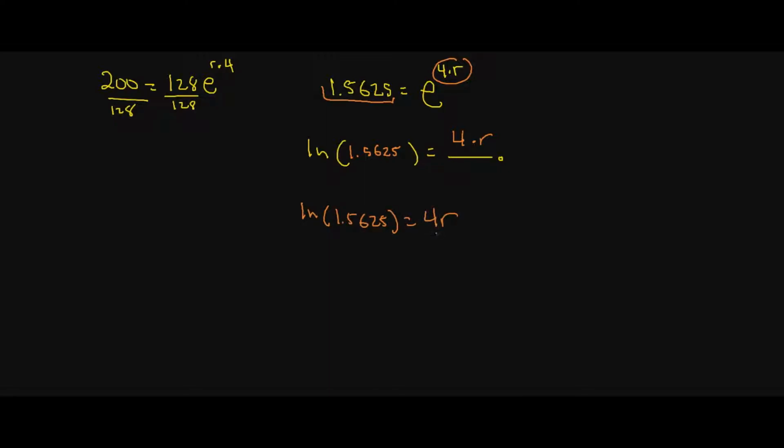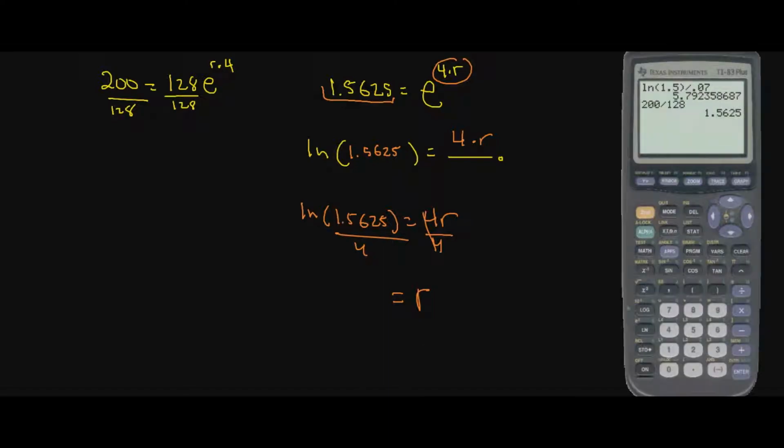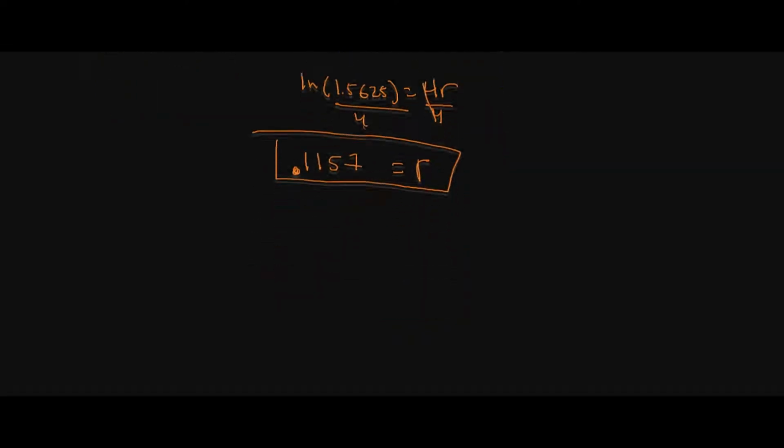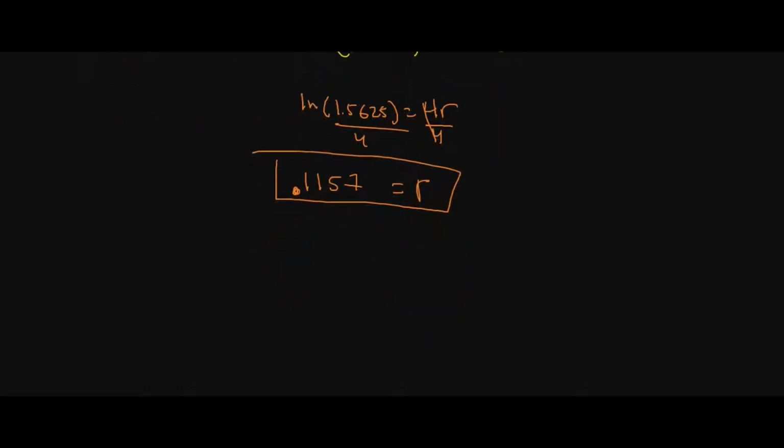Well, what do we do to get rid of the 4? We just divide both sides by 4, and we're going to get that r is equal to ln of 1.5625 divided by 4, and we get 0.1157. Okay, 0.1157 is my rate.